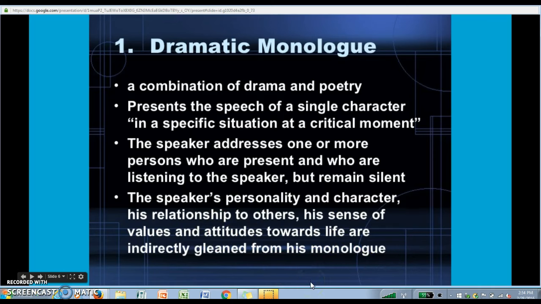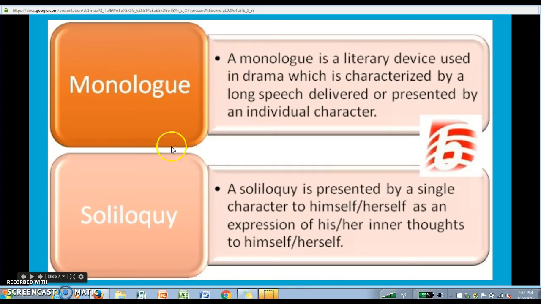So let's look more in depth into the third point. The difference between a monologue and a soliloquy is very important to understand. A monologue is a literary device used in drama, which is characterized by a long speech (long is the imperative word) delivered or presented by an individual character. What this means is that the character is speaking, people are listening, but they don't actually talk back to the character. They're just there, but they're in on the information that the character has said out loud.